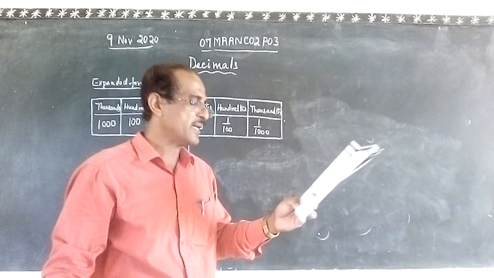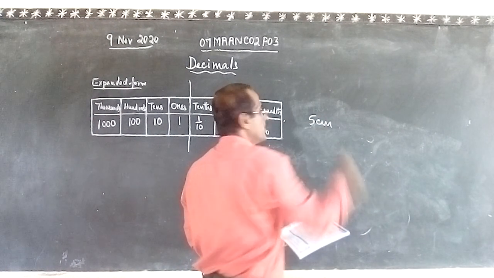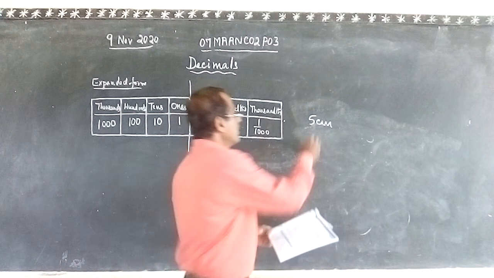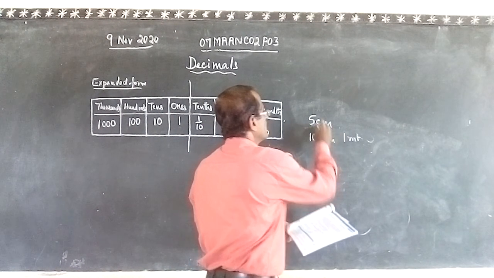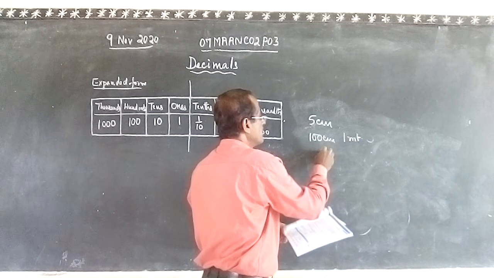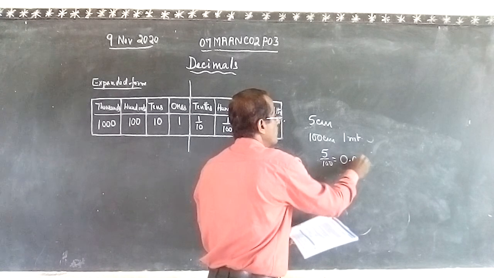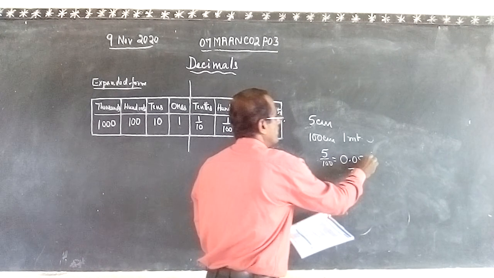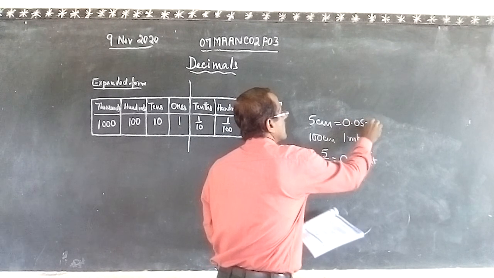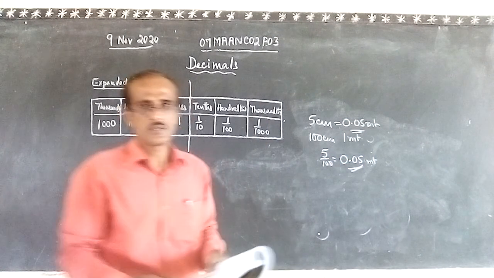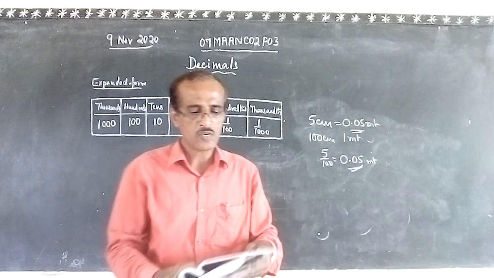Express 5 centimeter in meters and kilometer. 5 centimeter in meter. 100 centimeter is equal to 1 meter. Here 5 centimeter means 5 by 100. I will write 0.05. So 5 centimeter is equal to 0.05 meter. Like this you will write. In that same way you have to try the remaining question.